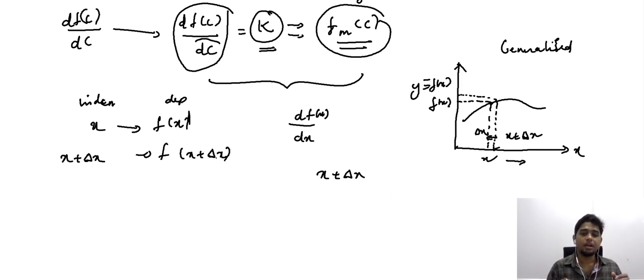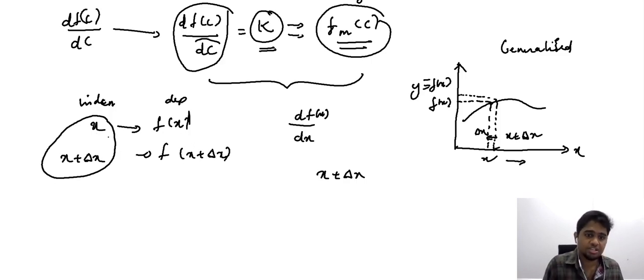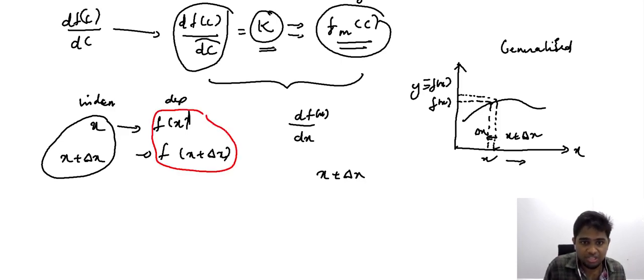Now here we have change in x and here we have the corresponding change in the dependent variable. Here in this section we have the change in the independent variable, and in this section we have the corresponding change in the dependent variable. Now our ultimate goal is to understand how the dependent variable changes with respect to the independent variable.